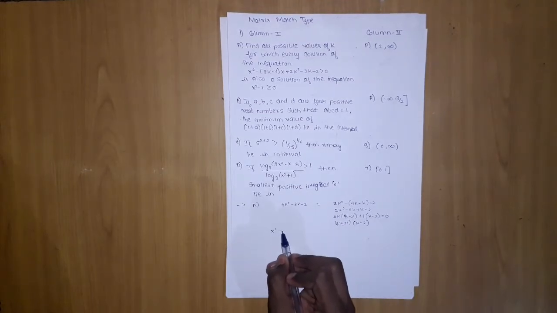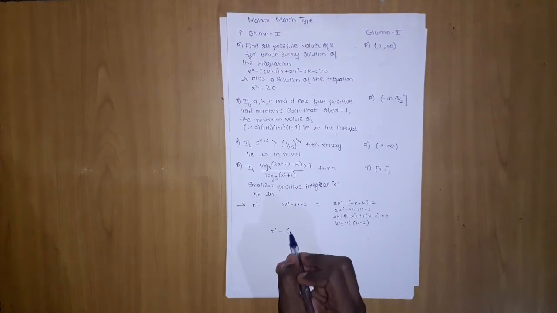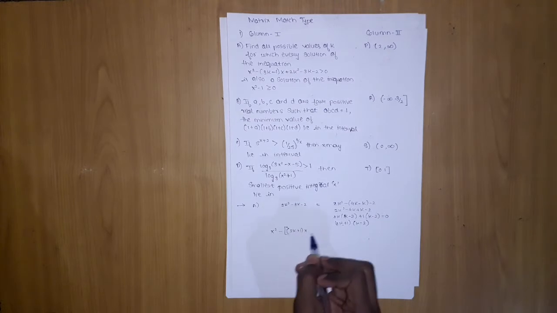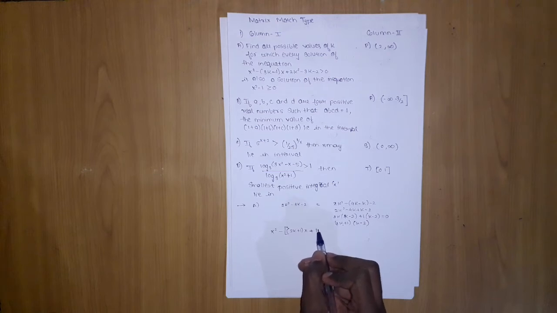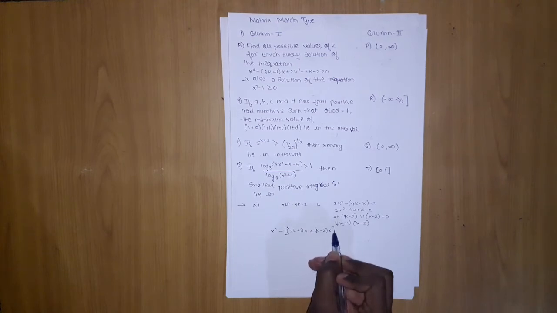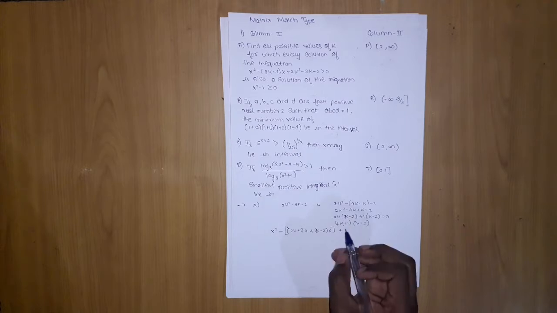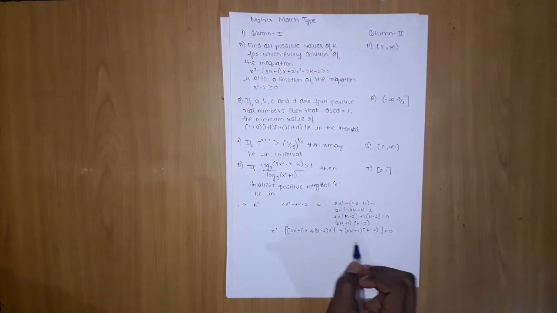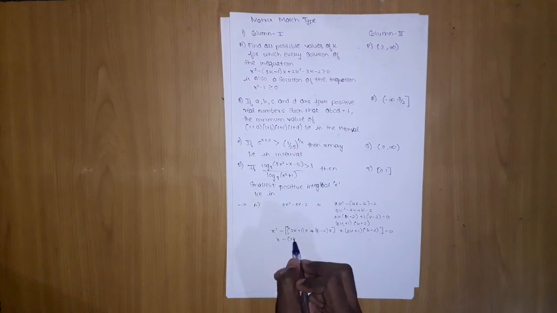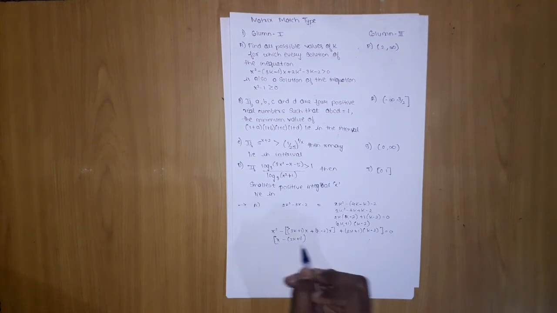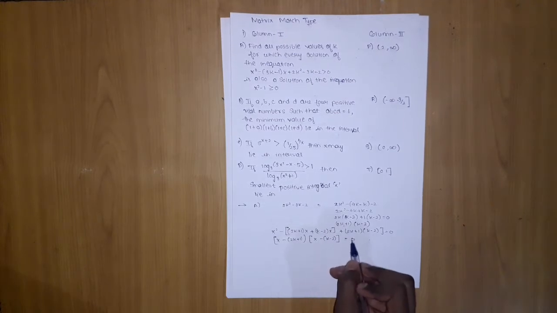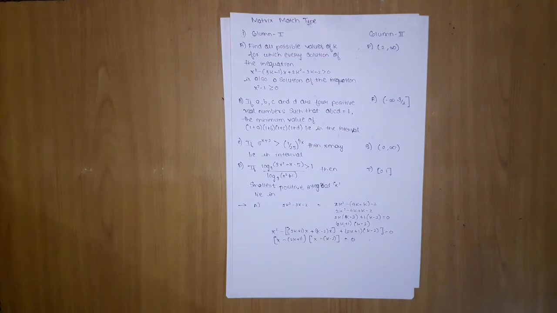So what will our equation become? Our equation will become (x minus (2k plus 1)) into (x minus (k minus 2)) should be greater than 0. Now x minus 2k plus 1 is one solution, and x minus k minus 2 is another solution. So these two are the solutions.